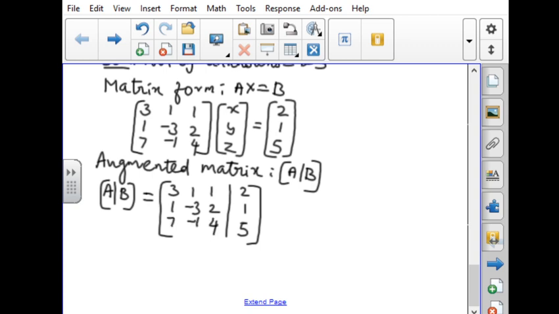Students listen, when you are finding the rank of A bar B, you can consider the whole matrix. When we need to find out the rank of A, we have to consider only the coefficient matrix. So we are going to use elementary transformations and find out the rank of the matrix now. First thing we have to take 1 to the first place. So interchange row 1 and row 2. First step is interchanging row 1 and row 2.